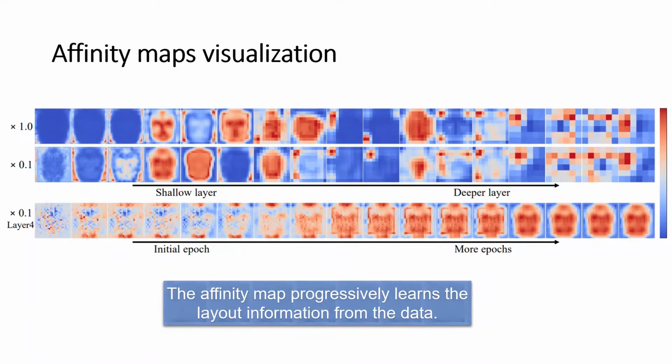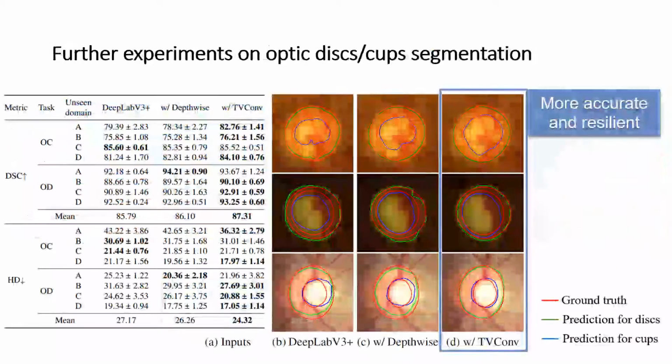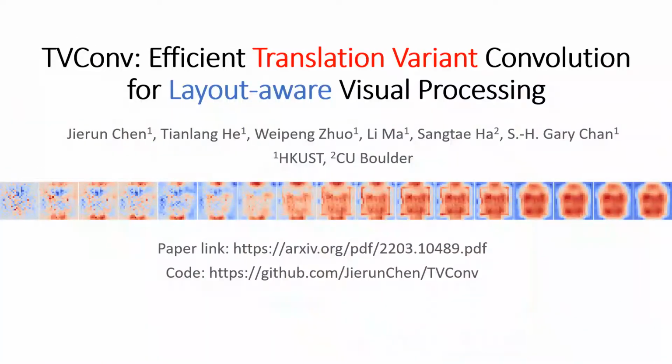For medium layers, they progressively learn meaningful layout information, while for other layers, they look more abstract. We conduct further experiments on the optic disc cup segmentation, showing that TVConv achieves more accurate and resilient results. For more information, please refer to our paper and codes.